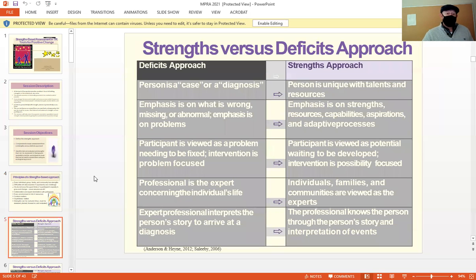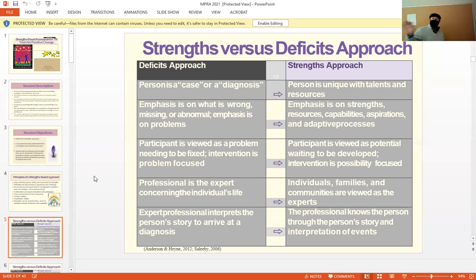So here's where we get into this strengths versus deficits approach that we talked about. And it's a big difference, as you'll see. The deficits approach is the one that doesn't fit the best model, in my opinion. It's the one that we are all drawn to because it's the easy way. What's wrong with them? We've got to fix it. We see the person as a case, as a diagnosis. This is what we're dealing with.